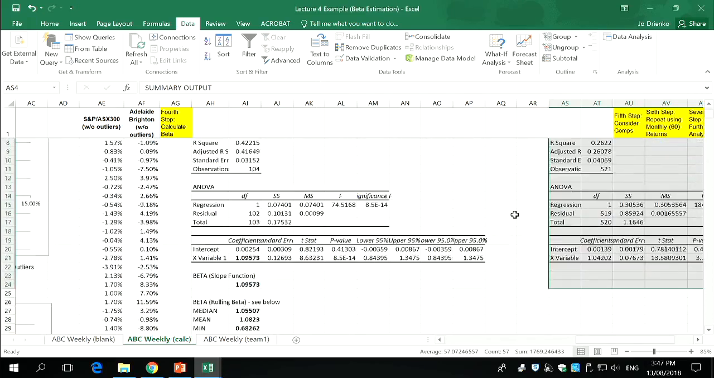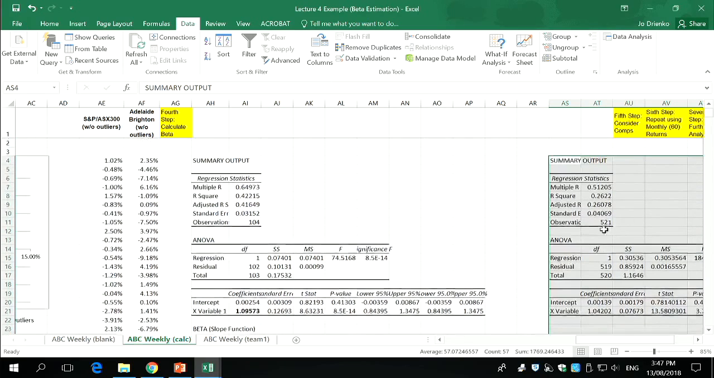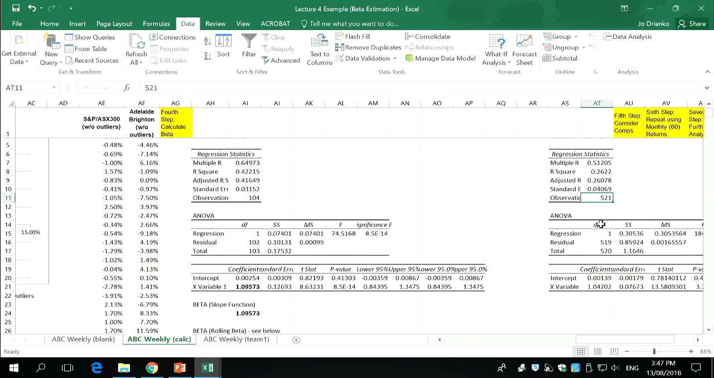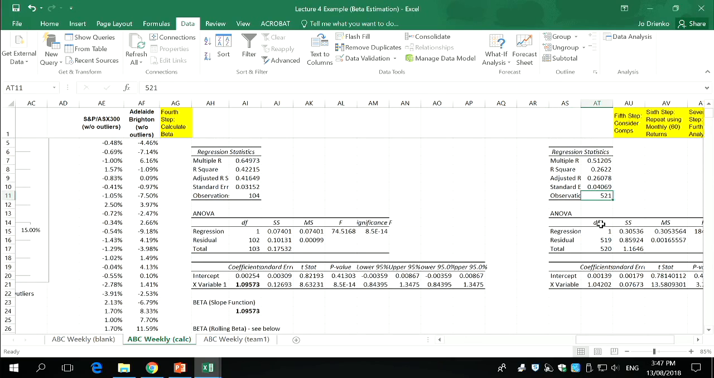And what is that? Oh, I used all the observations. So see, I was implicitly biased. I like using a lot of data in regressions. This is weekly returns. I'm supposed to be using 104 observations according to the rules, and I just used all the data. And my beta is 1.04. To me, that makes more sense.